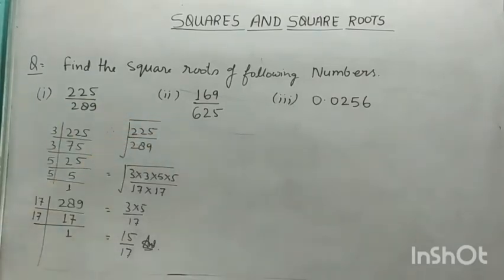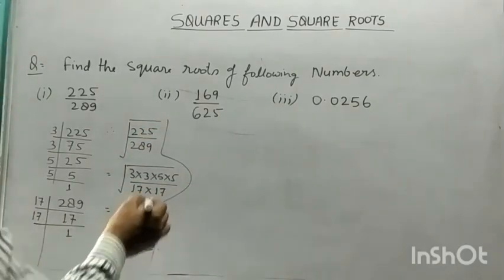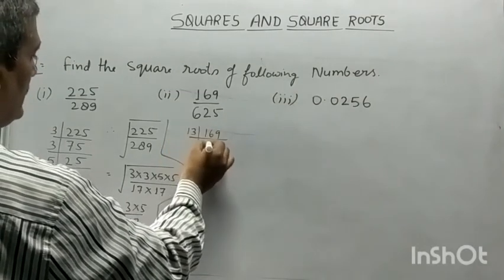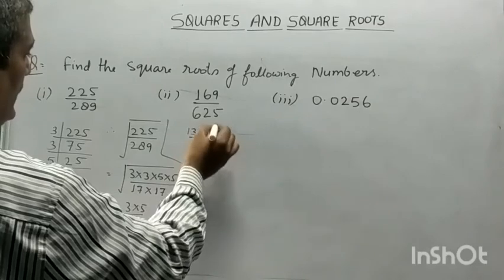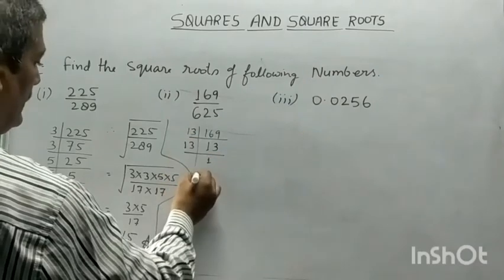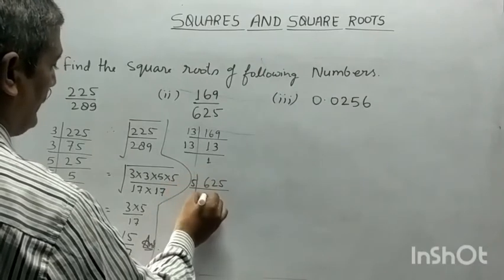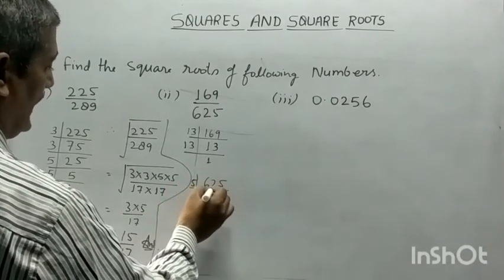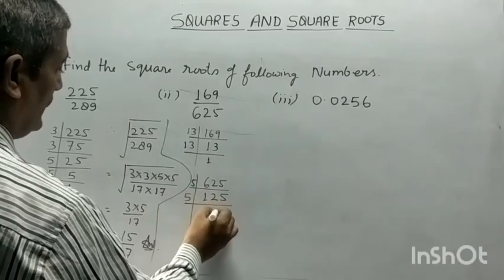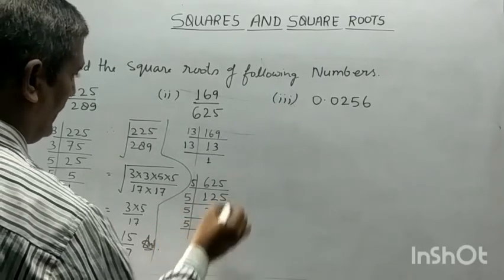Similarly, the second example, 169 upon 625. First we find the prime factors of 169. It divides by 13 directly. 13 1s are 13, 13 3s are 39, 13 13s are 169. Now find the prime factors of 625. It divides by 5. 5 5s are 25, again by 5, 5 5s are 25, and 5 5s are 25, 5 1s are 5.